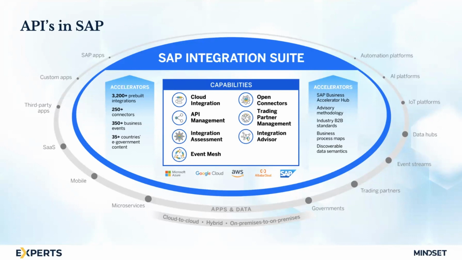On the left, you see there's over 3,200 pre-built integrations in SAP Integration Suite. They have over 250 open connectors and over 350 business events that produce events that can be tracked and managed. And there's a variety of different tools that help you as a developer to consume these. There's the Business Accelerator Hub and advisory methodology tool sets, the industry B2B standards that they publish and make available on the Integration Suite website, business process maps, and more. These are all available on various hyperscalers. You can access them on Azure Cloud or Google Cloud, in AWS, Alibaba, and SAP's own cloud hosting.